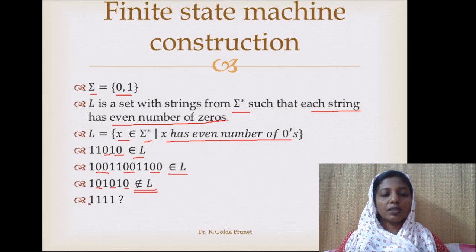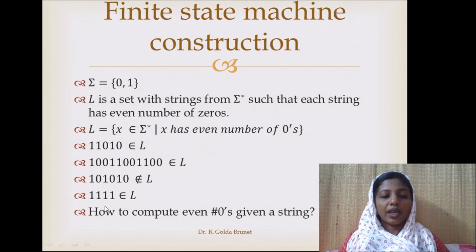How about this one? 1111. Does this belong to L or not? So how many zeros? We are bothered only about the zeros. How many zeros are there in the string? We have zero zeros, right? So whether zero is even or odd, zero is an even number. So this string belongs to L.